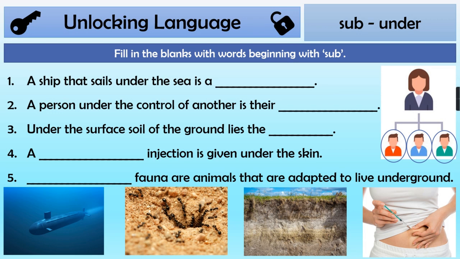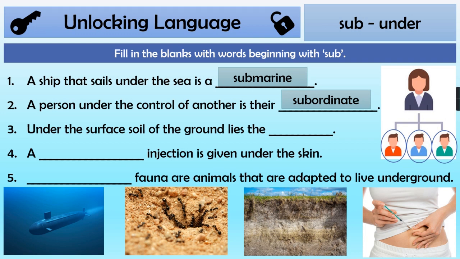Okay, how did we get on? Let's have a look. So, a ship that sails under the sea, I'm sure you've all managed to figure out, is a submarine. Number 2, a person under the control of another is their subordinate. That's a word that you might come across in sociology or psychology, or maybe even if you're studying languages with subordinate clauses. Number 3, under the surface soil of the ground lies the subsoil.